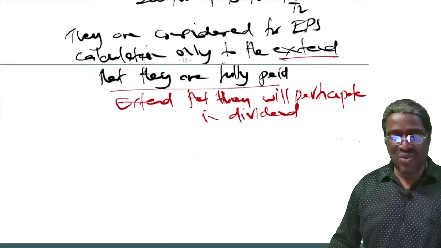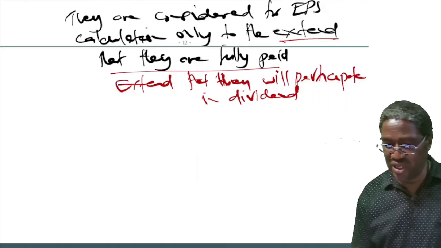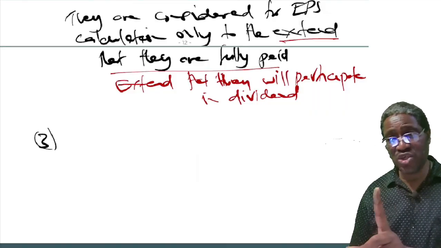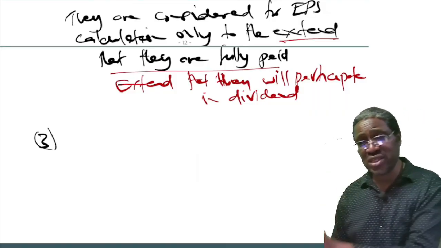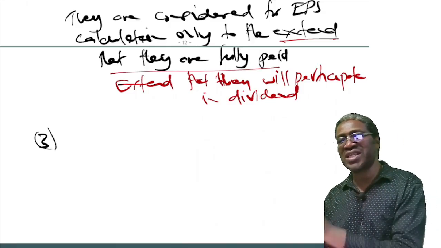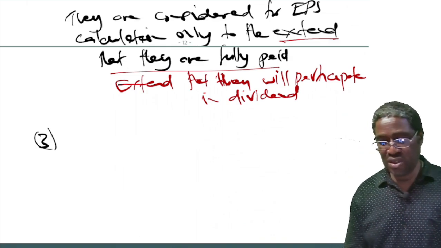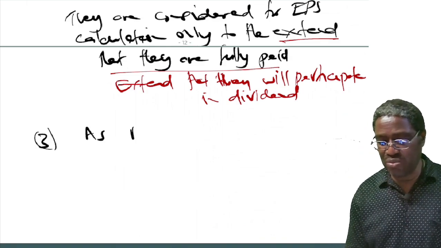Good. Now we can go to number 3. I hope you have taken the key point there. When shares are issued at full market price, only to the extent that they are fully paid, or in other words, only to the extent that they will participate in dividend. Good. Number 3. When shares are issued as bonus shares.